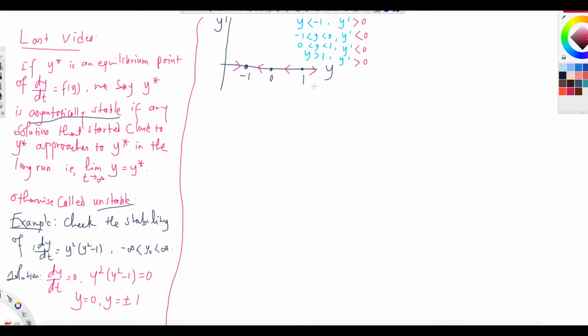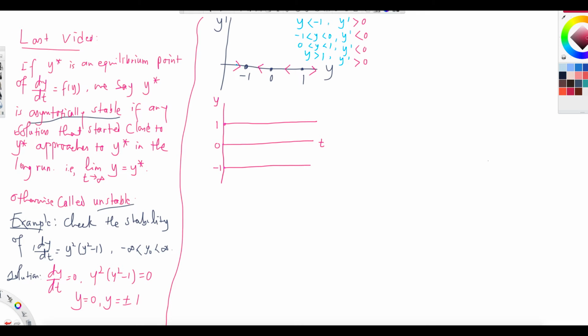All right. So what we are going to do next is draw a graph for y, not y prime, y versus t, right? So what are the equilibrium solutions? 0, positive 1 and negative 1. Let's say this is y equals 0. Y equals positive 1 is here, and y equals negative 1 is somewhere here. We always draw horizontal lines for the equilibrium solutions, right?